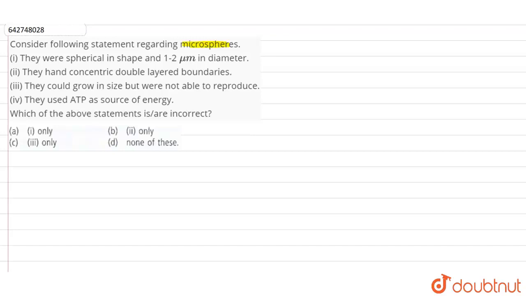In this question, they have given us some statements about the microspheres. So first of all, let's try to understand the significance of this term. This term is related to the origin of life on Earth.